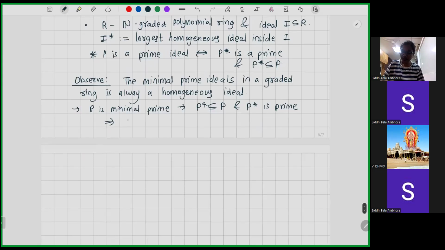So this implies that P star is P since P is minimal prime. Is that okay? So if I have some minimal prime ideal in a graded ring, then it has to be a homogeneous prime ideal. Is that okay? I hope that is okay. Please let me know if not.